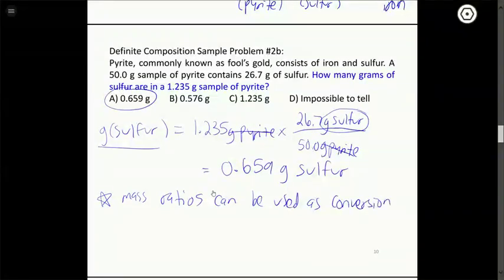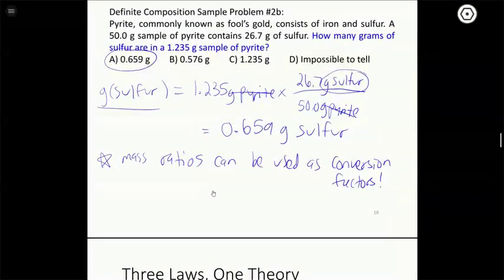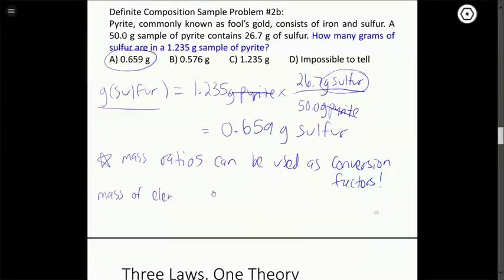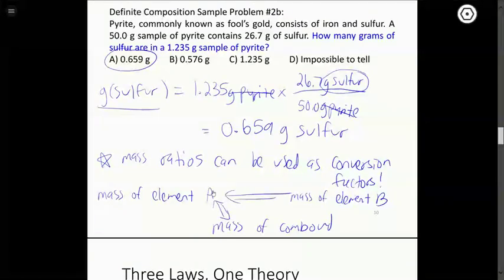All right, so you will likely see homework problems that involve this concept, using mass ratios as a conversion factor. And so the way it works conceptually is that if we have a simple compound with two elements A and B that can combine to form some compound, we can use mass ratios to really interconvert between any of these quantities.